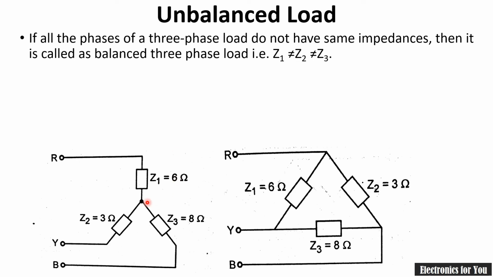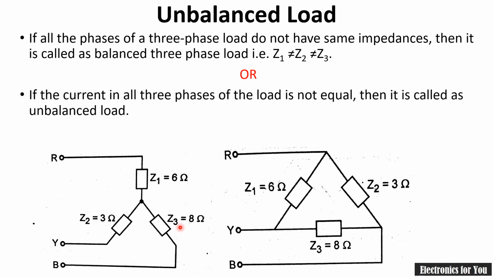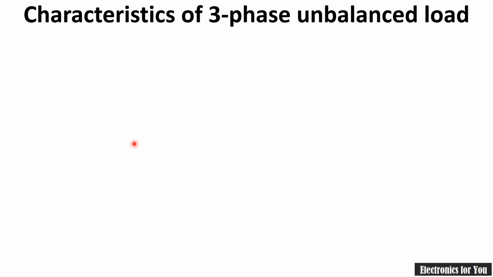Now this is the example of an unbalanced load, where you can see that Z1, Z2 and Z3 are not equal to each other. And for delta connection also, you can see here that all the impedances have different values. The same can again be defined in terms of current: if all the currents are different, then it is called an unbalanced load. An example of an unbalanced load is a factory load, or the load having power distribution in a locality.